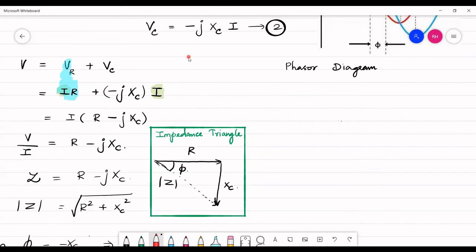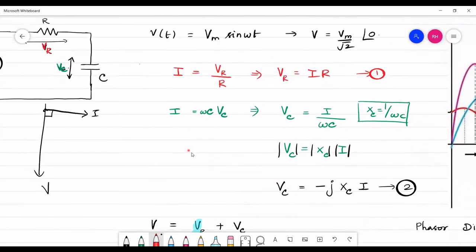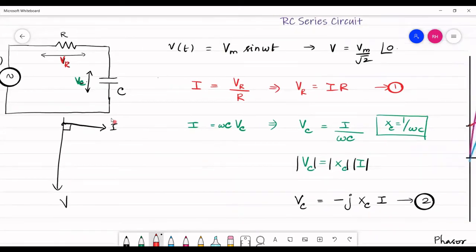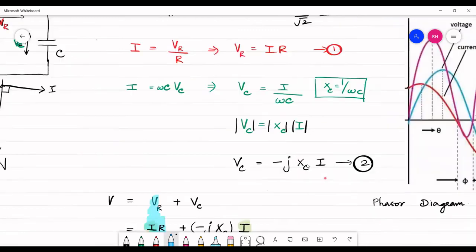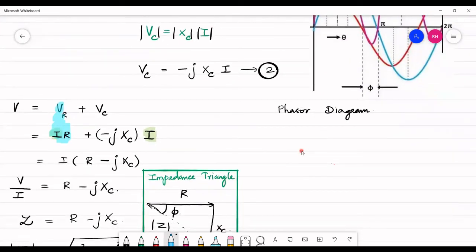In this circuit, in a series RC circuit, the elements resistor and capacitor are connected in series, which means we have the current in common. So current is taken as the reference phasor. And now let's draw the phasor diagram.